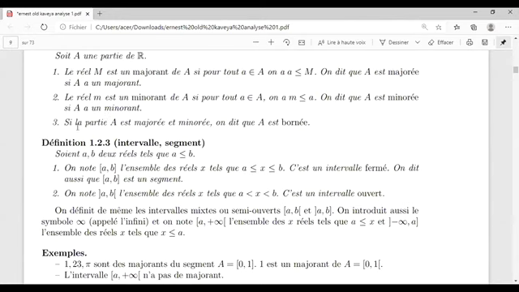The last part that we have is si la partie A est majorée. So if we have a part, meaning that we have an interval now, if it is majoré and it's got a minoré, on dit que A est borné. So a borné can only be defined in a situation where we have both a majoré and a minoré. C'est bon.